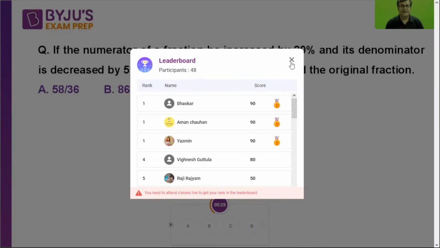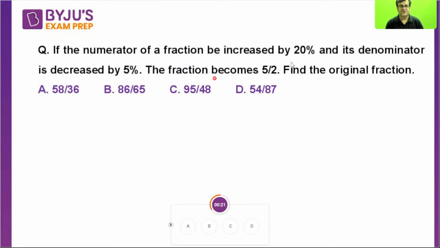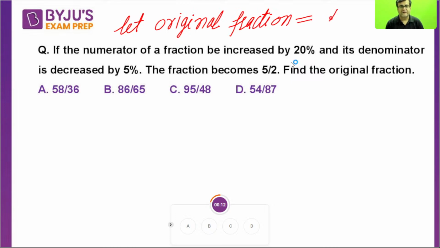C option is absolutely right. Numerator of a fraction is increased by 20%, denominator is decreased by 5%, and the fraction becomes 5 by 2. Find the original fraction. Let the original fraction be n by d.